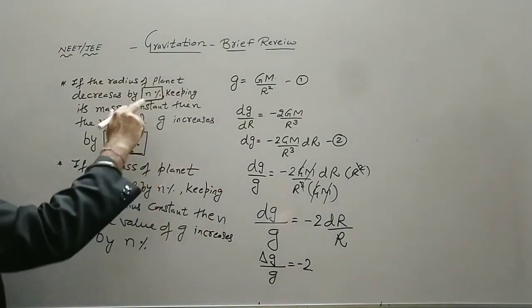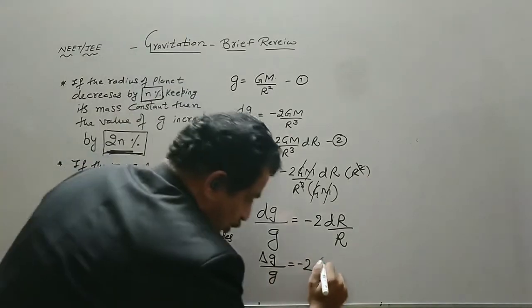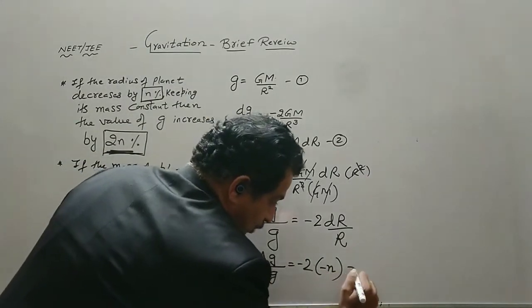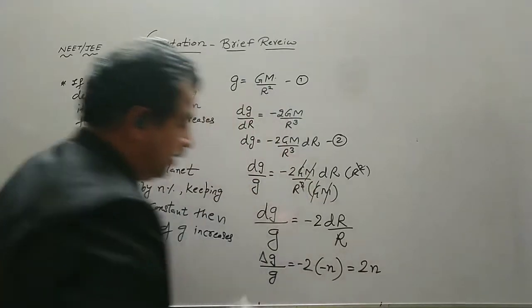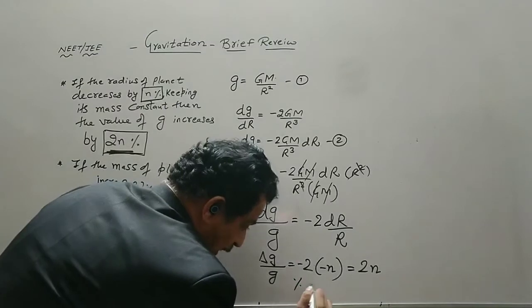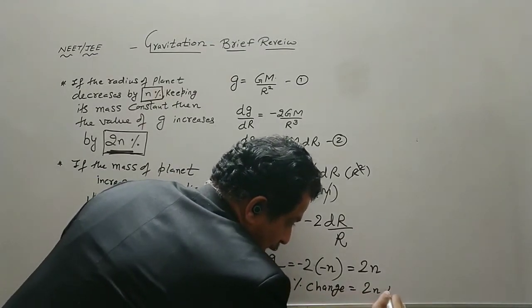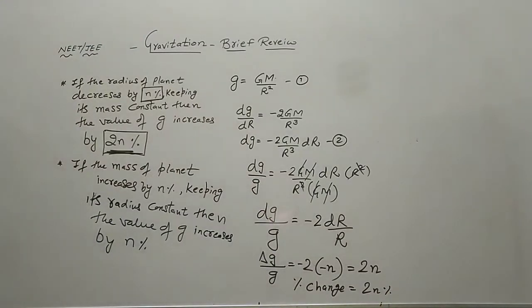Now the change: the radius of the planet decreased by n%. So we can write here minus n. So it becomes twice n. Multiplying both sides by 100, we get an answer in percentage. So if n% is given, the percentage change is equal to twice n percent.